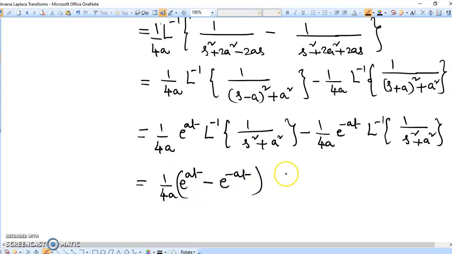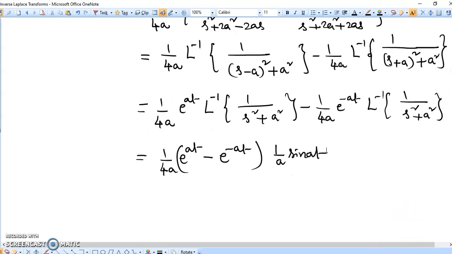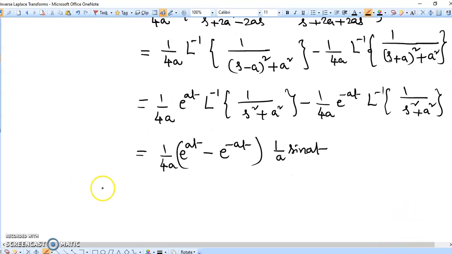Okay, 1 by 4a is common anyway for both the terms. We have e power at minus e power minus at. Even L inverse of 1 by s square plus a square is common for both the terms, and its inverse Laplace transform is what? 1 by a into sin at.